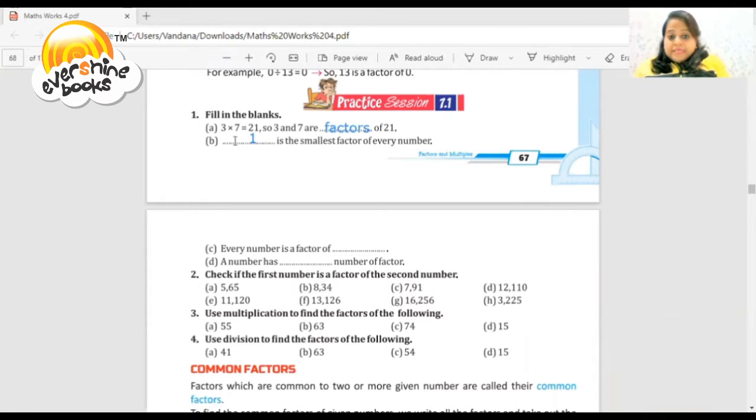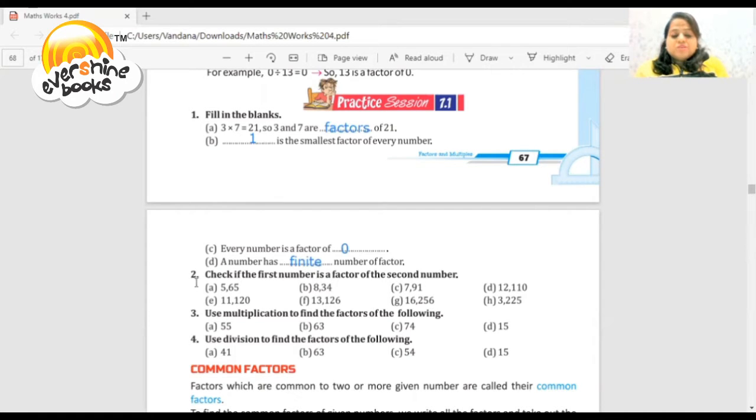And write here number 1. 1 is the smallest factor of every number, as I told you earlier. Every number is a factor of 0. And a number has a finite number of factors. So write finite here, finite number of factors.